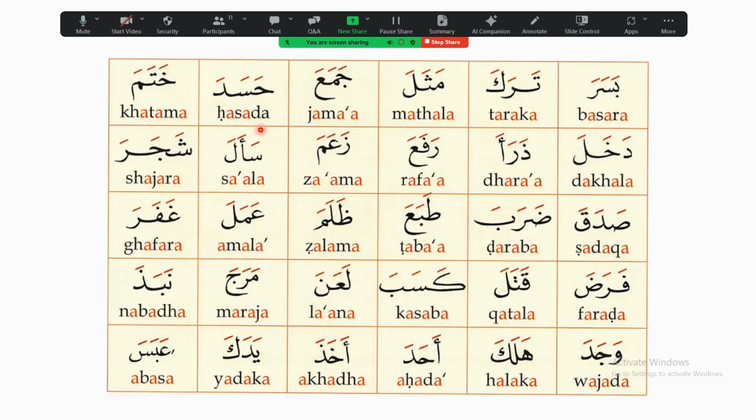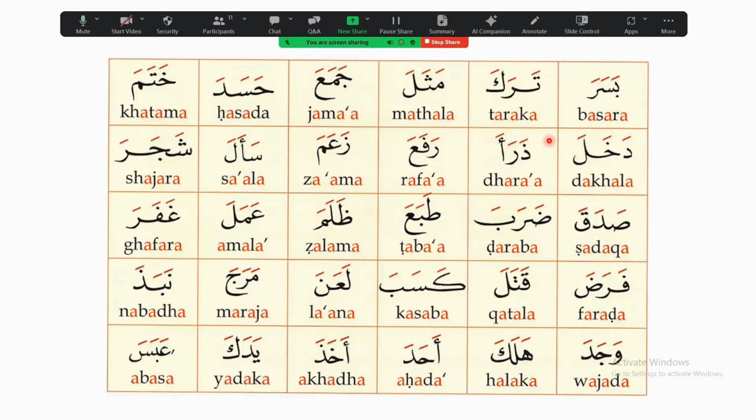Hasada. The first letter here is ha letter from the middle portion of our throat, and we say ha. Hasada. The middle letter is seen, and at the end there is the dal letter. Hasada. And the next here is khatama, khatama. Kha letter is a heavy letter, ta letter is a light letter next, and meem again is a light letter. So kha will be full mouth here. Kha, khatama. Let's do the first row.